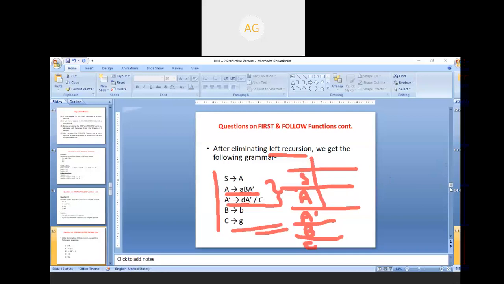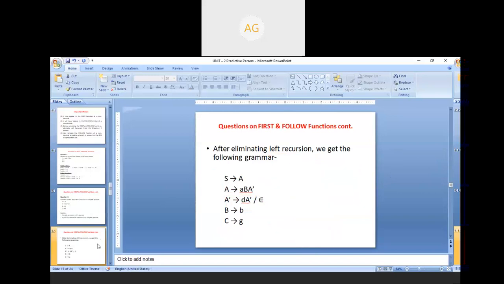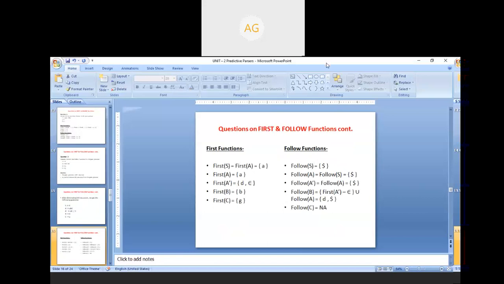Look, your time's up now. We are checking your answers. Now, this is the answer, and nobody did it correctly. Although you are close to the answer, it is not the correct answer. So here you can see that the first of A dash will contain d and epsilon, because if we have any epsilon production, then epsilon will occur in the first. We already discussed in our last class that if a production contains epsilon, then epsilon will be included in the first of that non-terminal. So the first of A dash contains these two elements, d and epsilon.